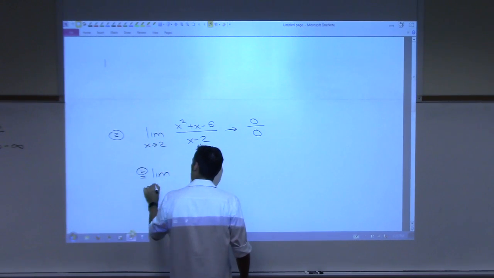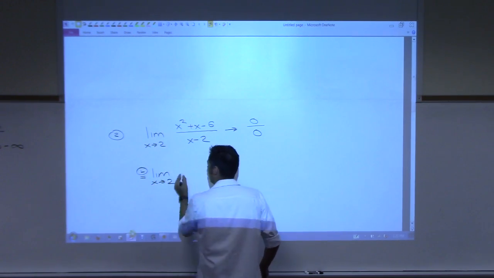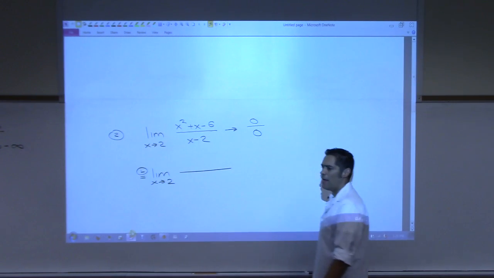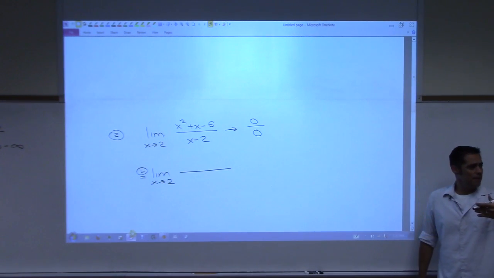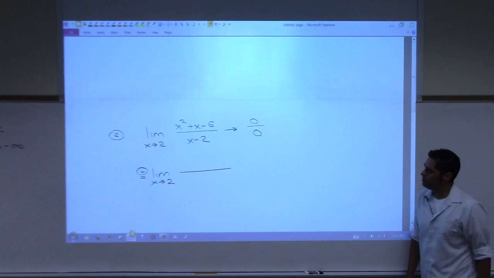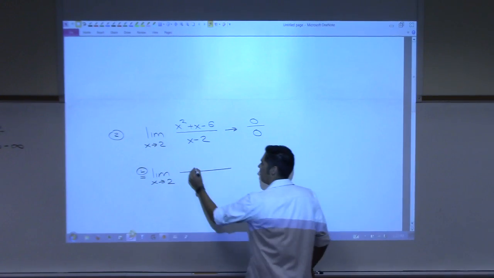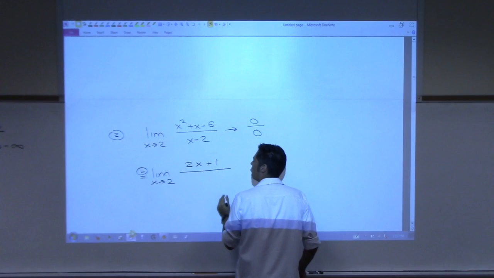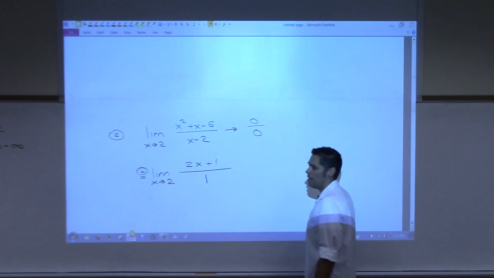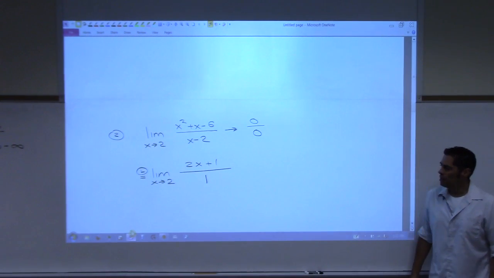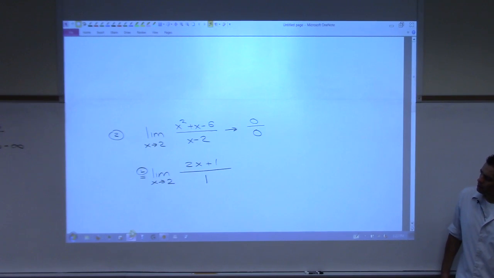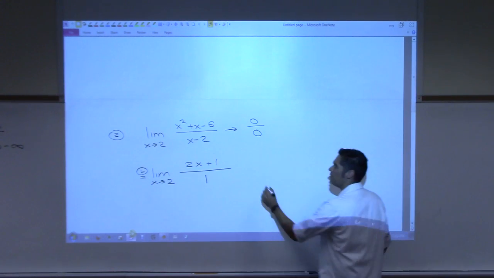I'm going to take the limit as x approaches 2. And then L'Hopital's rule says all I have to do now is take the derivative of the top and divide it by the derivative of the bottom. 2x plus 1 on top is the derivative. And then derivative of the bottom, 1. And then I just take the limit again, right? If I take the limit again, I get 5 over 1. So the answer is 5.